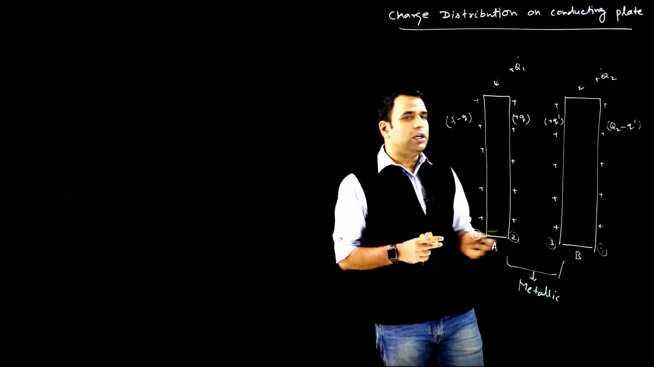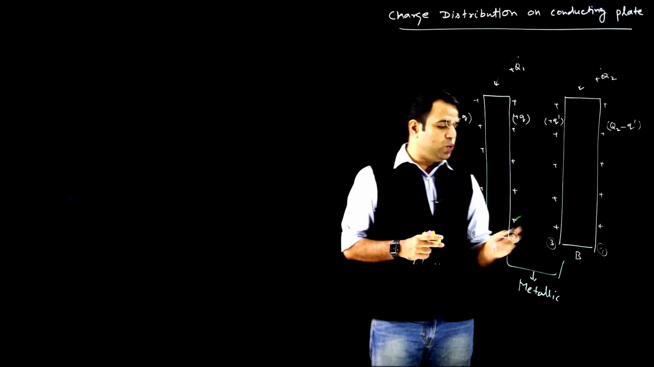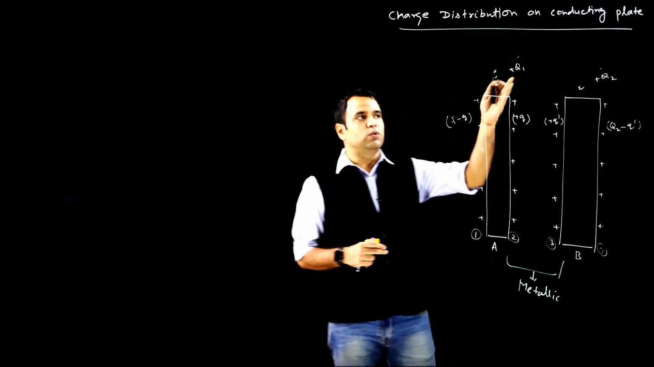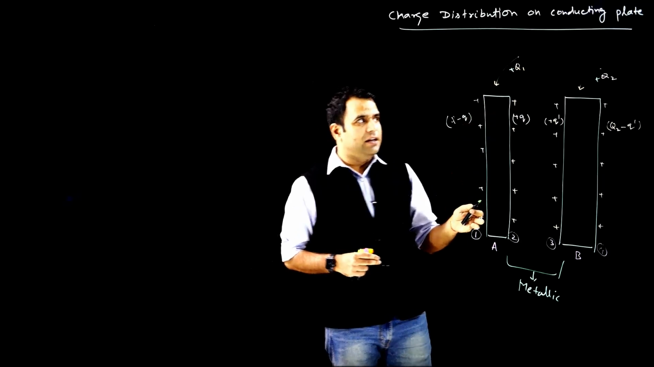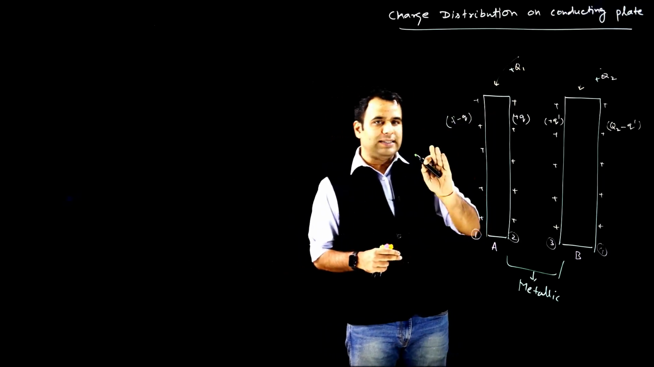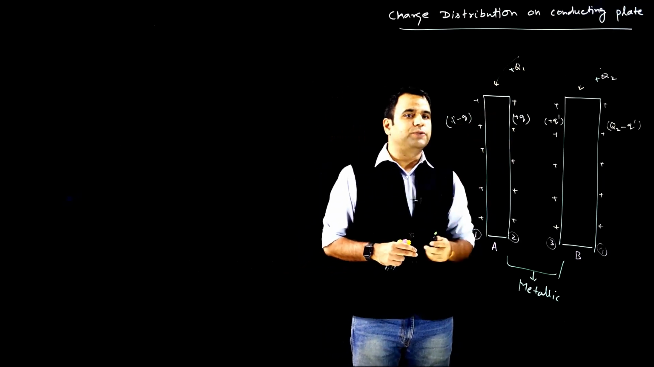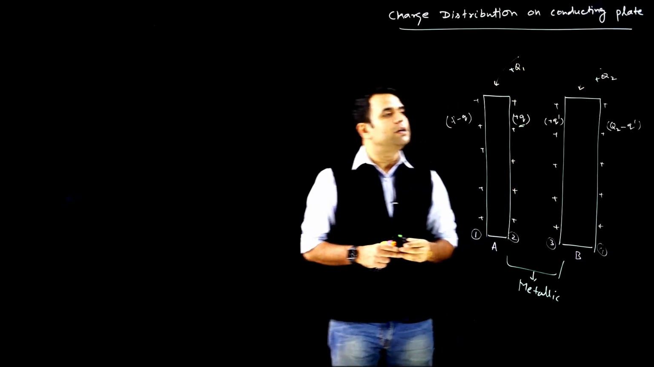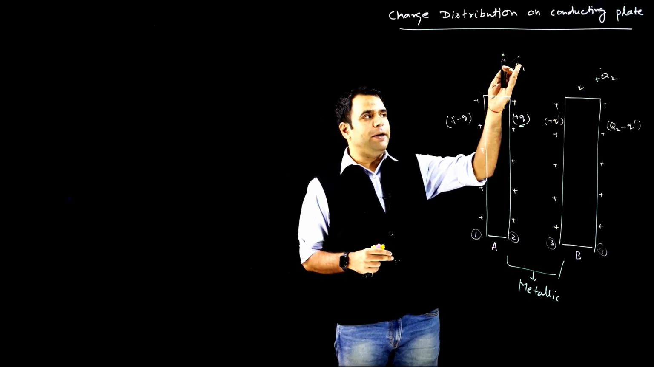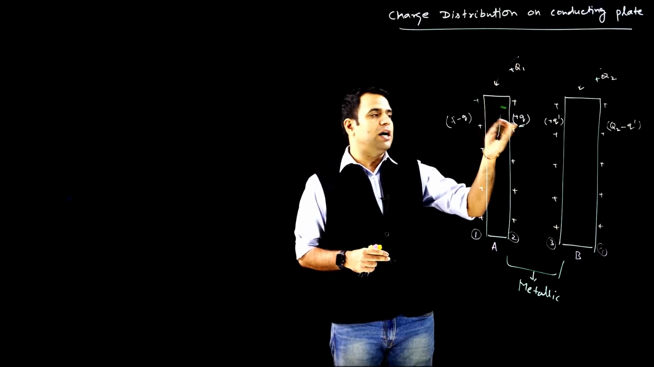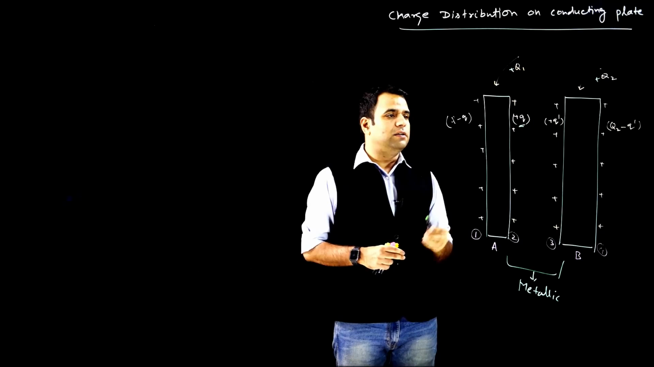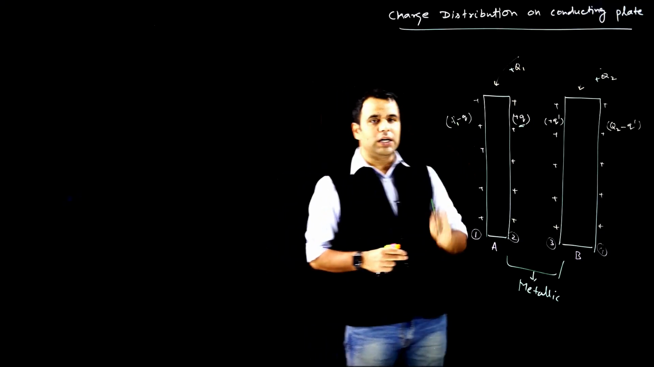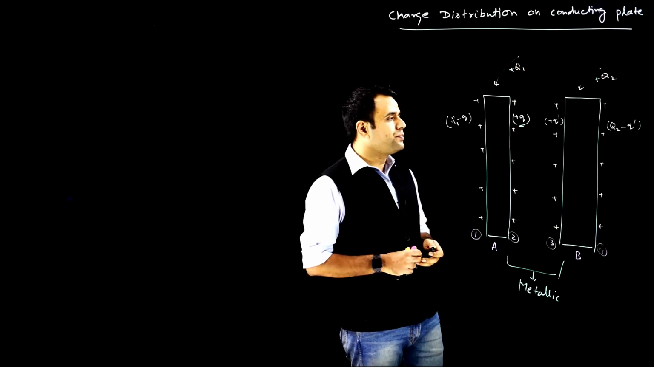So there are in total 4 sides. This is 1, 2, 3, 4. Since I'm giving this plus Q1 charge onto plate A, some of the charge will go to one side and some of the charge will go to the other side. I've assumed this charge to be plus Q, small q. So out of the capital Q1, plus Q charge went to side 1.